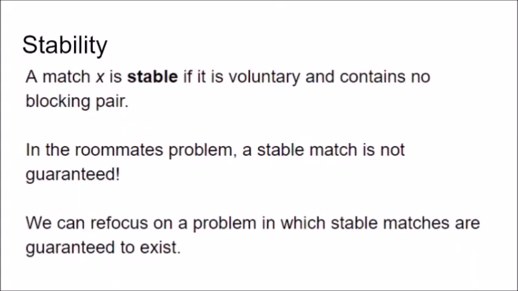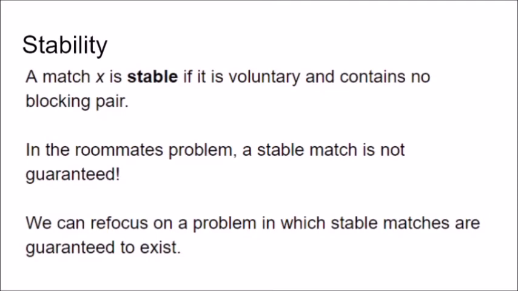So a big part of these agent-to-agent problems and what a lot of models look for is stability. A match X is considered stable if it is voluntary and contains no blocking pair. In other words, if it meets those two equilibrium conditions, the match is considered stable. Now, in the roommates problem, a stable match is not actually guaranteed. It is possible to have a starting scenario that does not lead to stable matches.